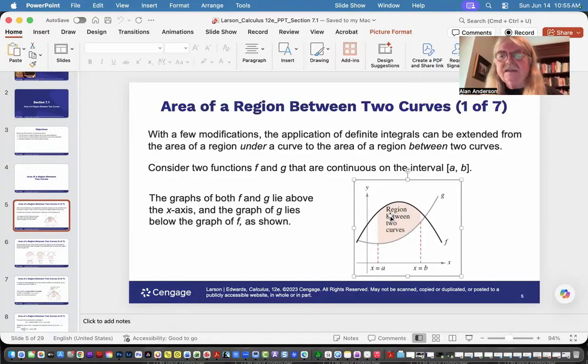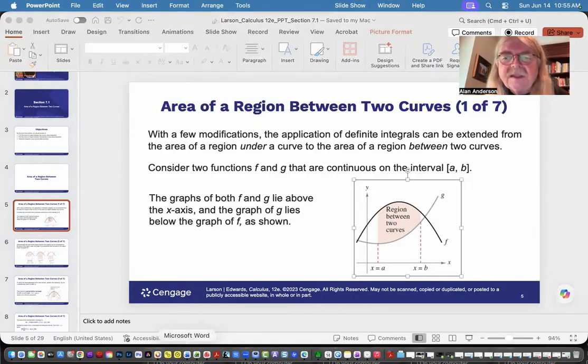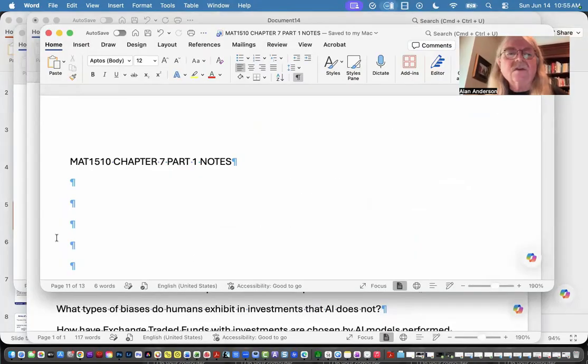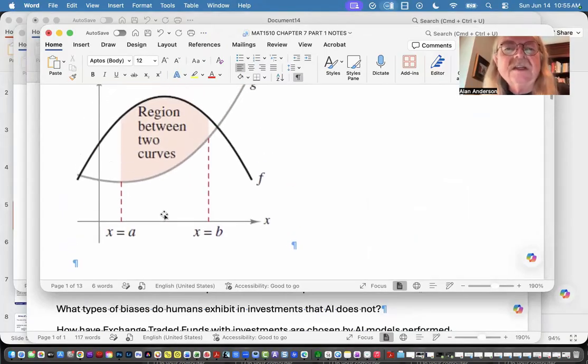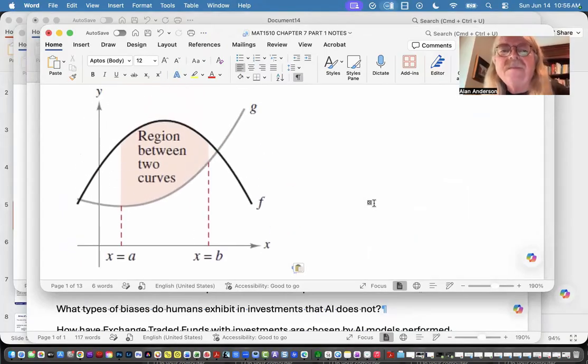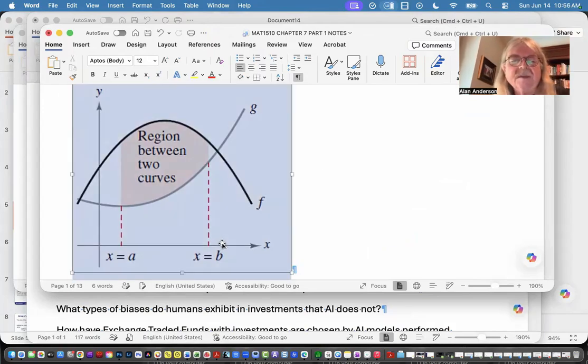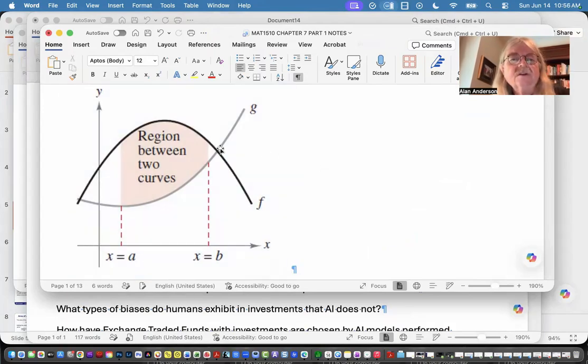And you can see that unlike the past examples we've had recently, that area doesn't go all the way down to the horizontal axis. And so that raises the interesting question, what do we do now? Well, you can see the two functions cross within the interval of interest, which is, of course, from a to b. And so we'd like to know how to find this region between them.